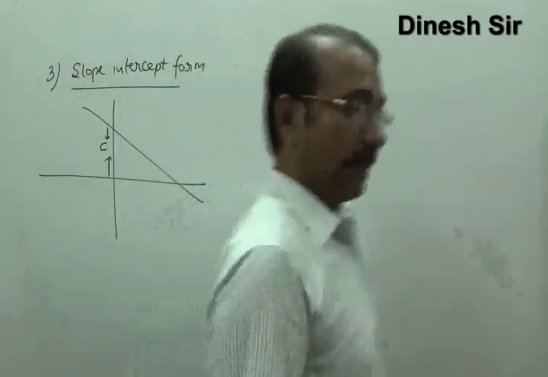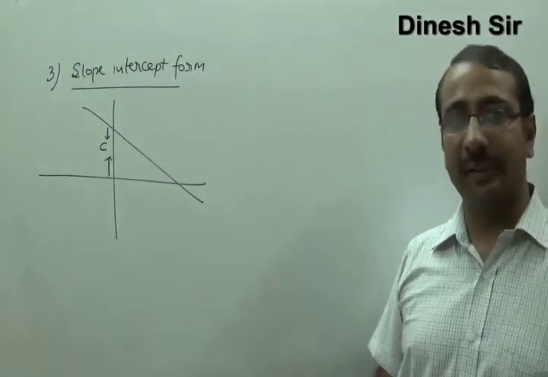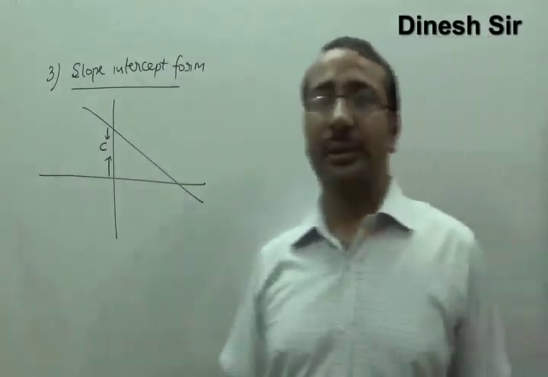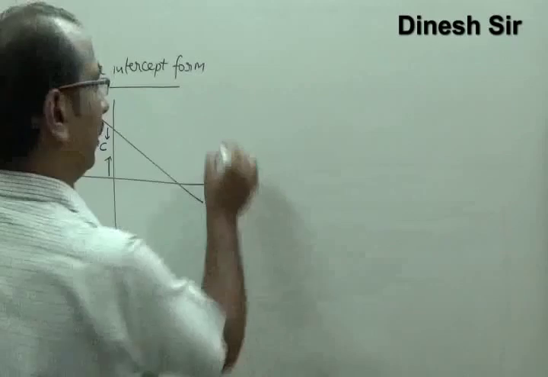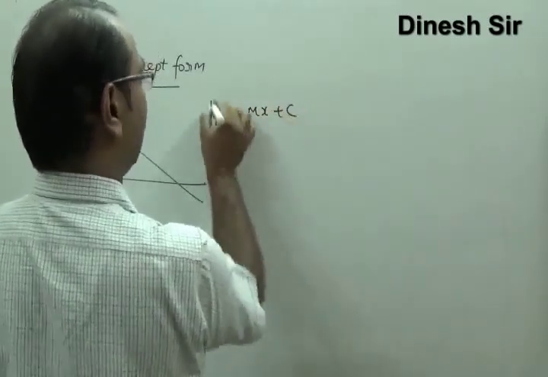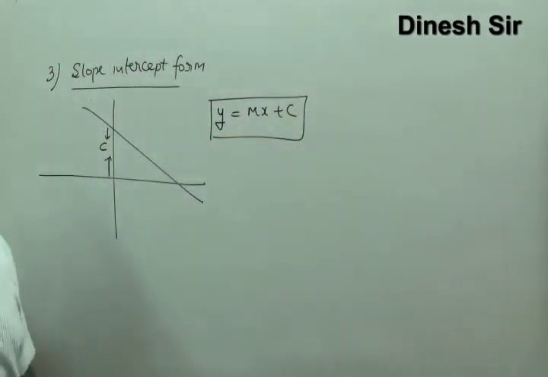If in the question the y-axis intercept is given as well as the slope of the line, or some condition is given by which we can find the slope of the line, there we can say the equation of the required line is y equal to mx plus c. This line format is said to be slope intercept form. Y equal to mx plus c, where m is the slope of the line and c is the y-axis intercept.